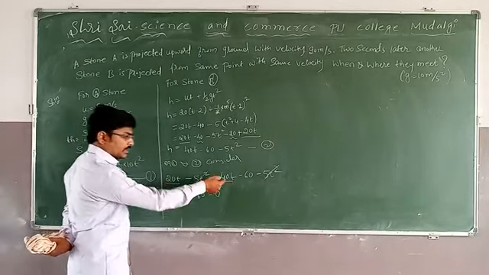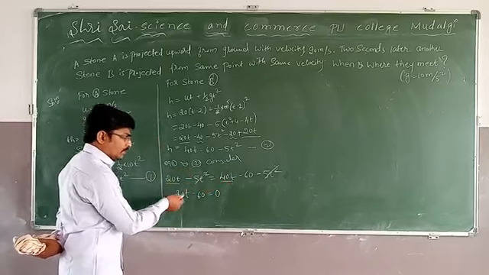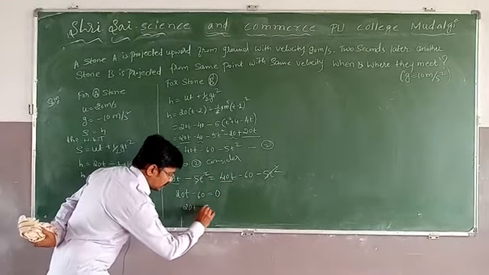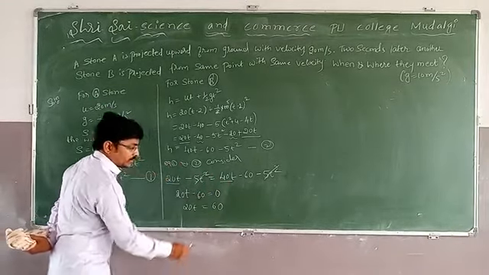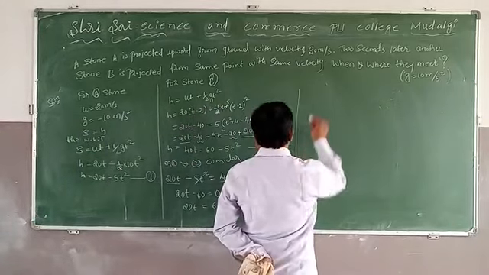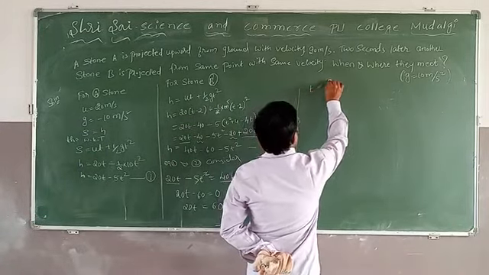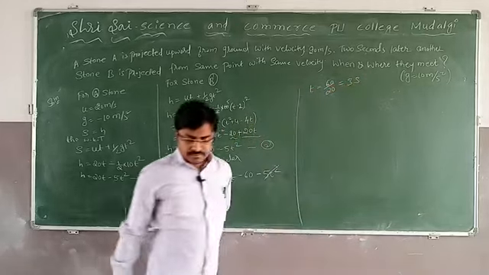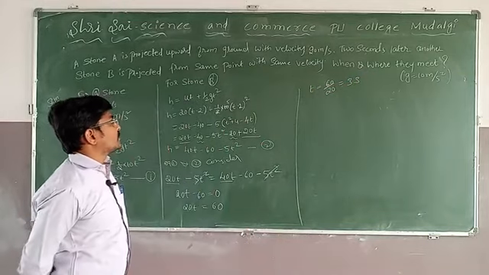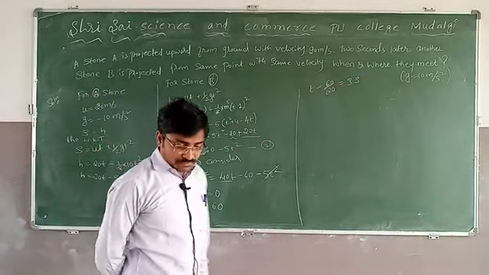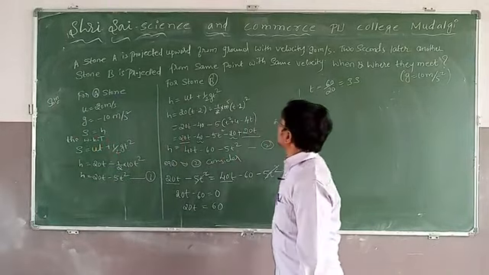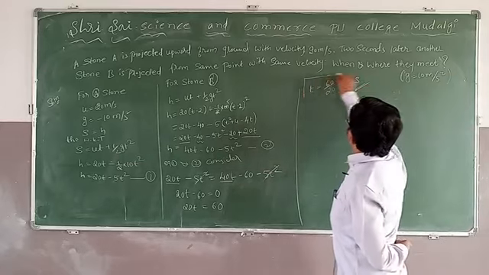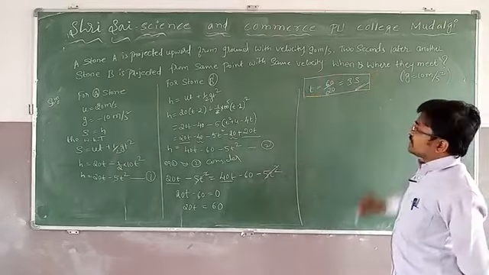40t minus 20t means it is 20t, the sign is plus. Therefore 20t is equal to 60. Bring this side, t is equal to 60 by 20, that is 3 seconds. Time is 3 seconds. Fine. This much time means they will meet at 3 seconds.